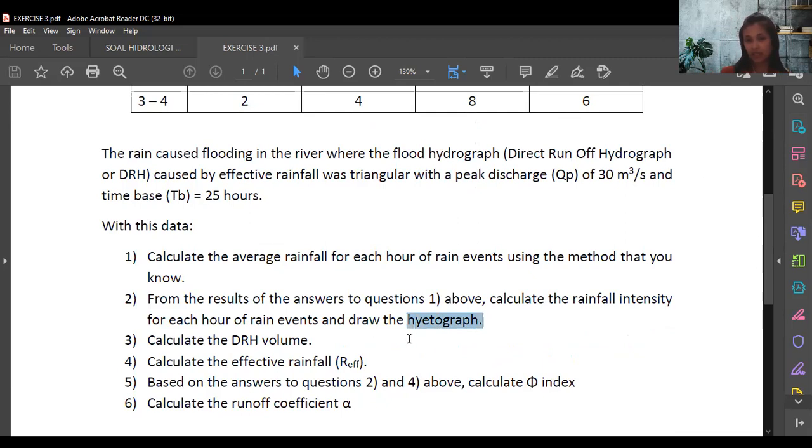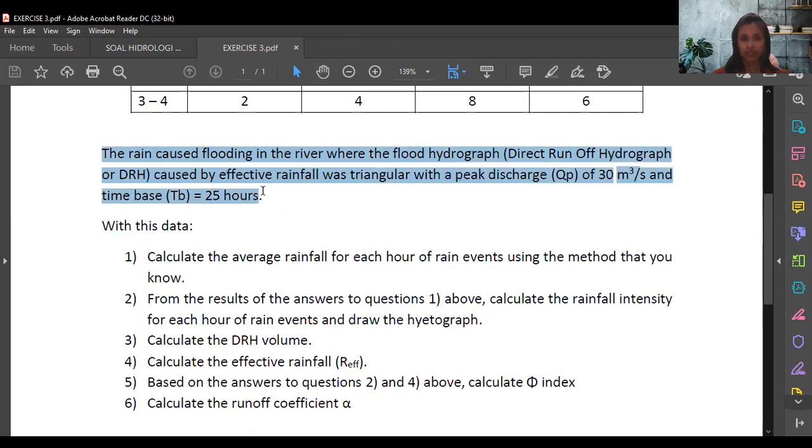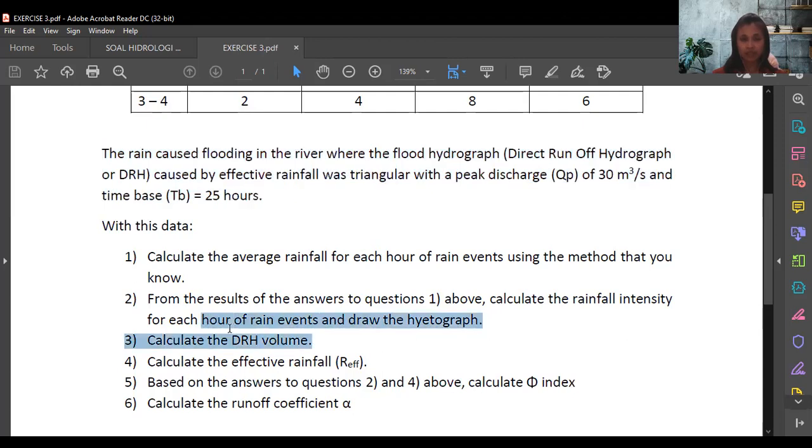This hydrograph symbolizes the relationship between the rainfall intensity and the time of the rain. So I versus T. And then the third one, you calculate the DRH volume. For this DRH volume, you can use this information here to draw the hydrograph. And of course, to calculate the volume, you have to calculate the area of the hydrograph.